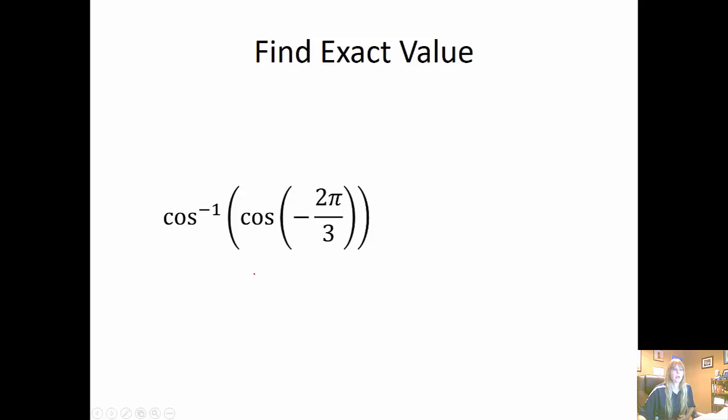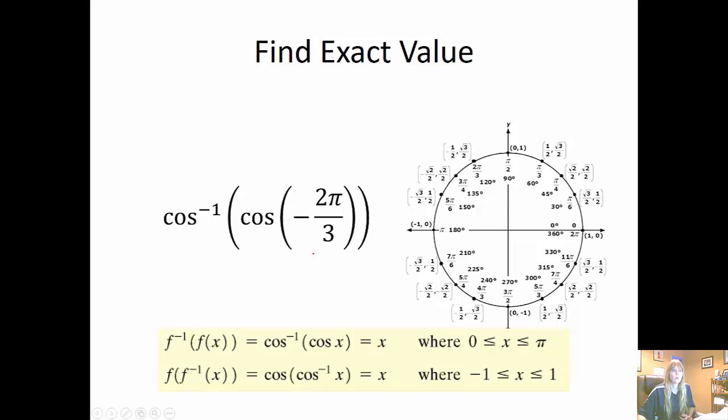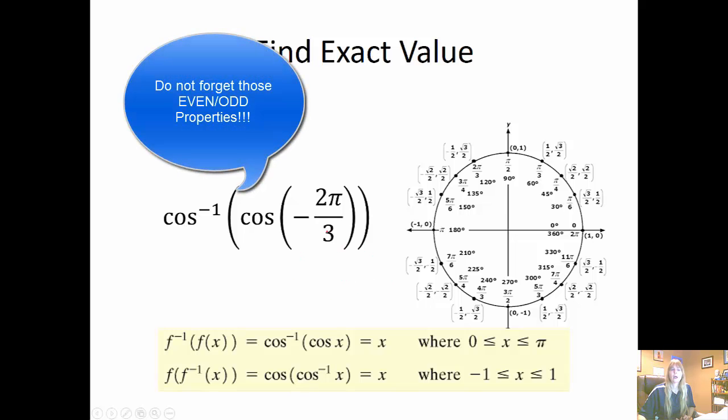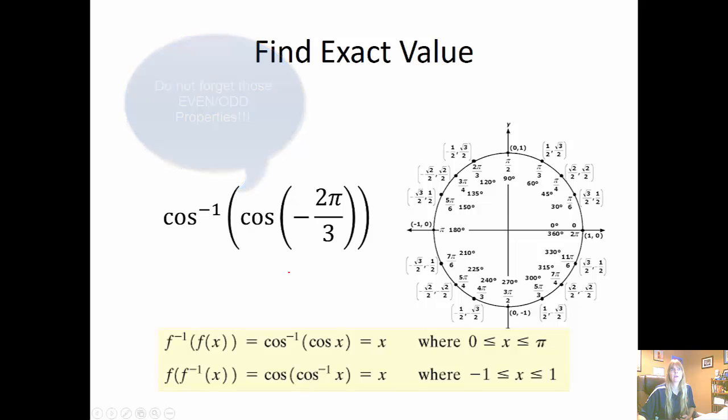And because it is in that domain, then that's just simply our answer. All right, the next one, want to find this exact value. You've got to figure out where in the world is -2 pi over 3. Okay, if you remember even and odd properties. Do you remember even and odd properties? Hopefully you remember even and odd properties. If you remember even and odd properties, this is just simply the cosine of 2 pi over 3. So in other words, this is going to remain the same as 2 pi over 3, which is going to give me my answer.